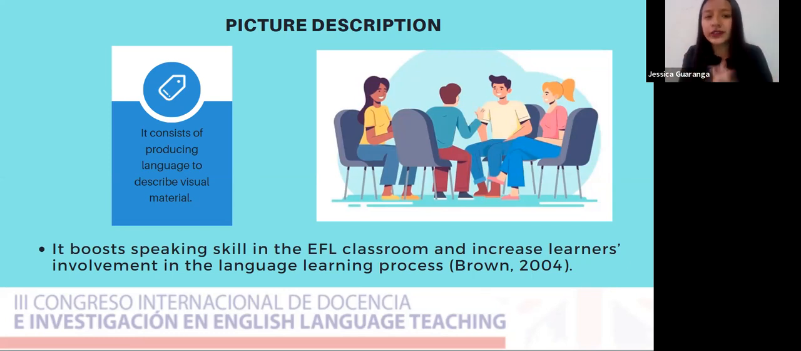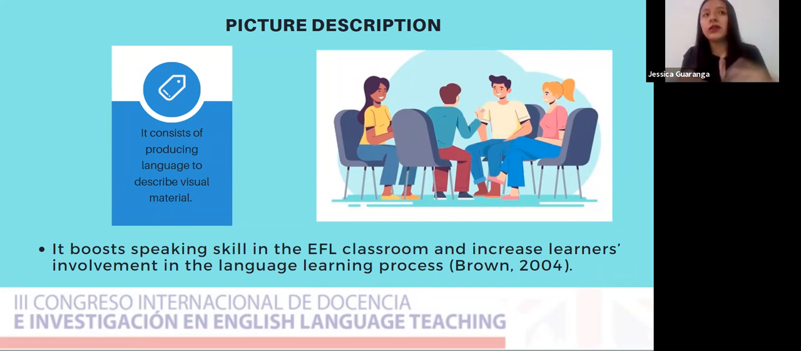So the picture description, as you can see, consists of producing language to describe visual material. Another advantage of this activity is that the students can use the new vocabulary that they acquire in the classes.